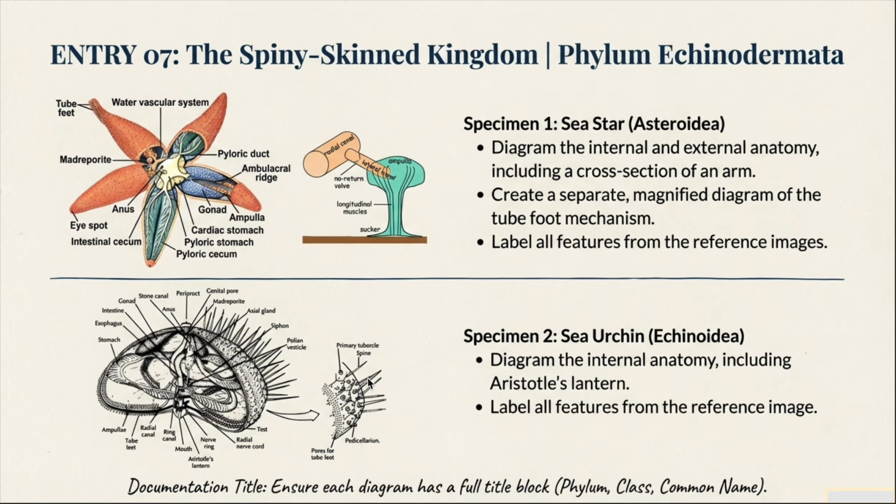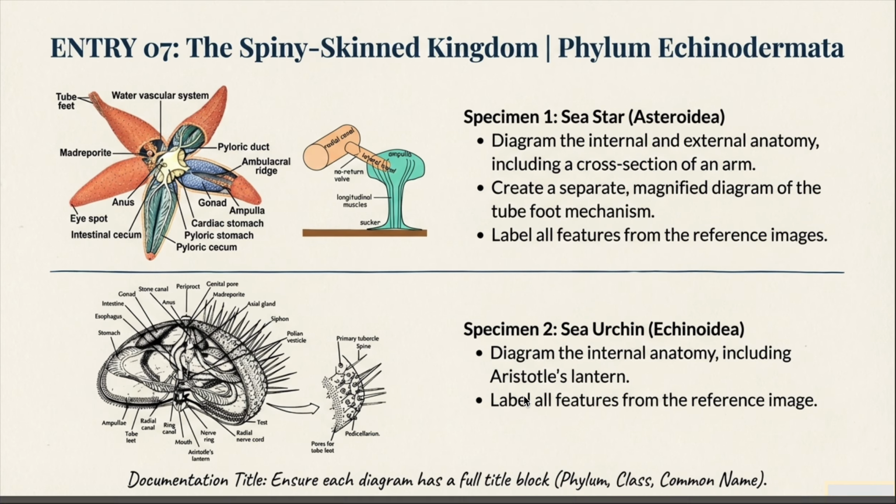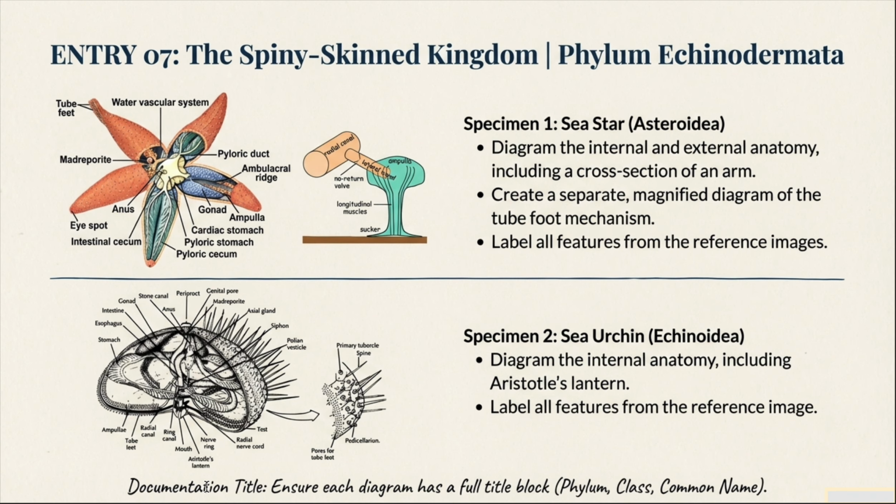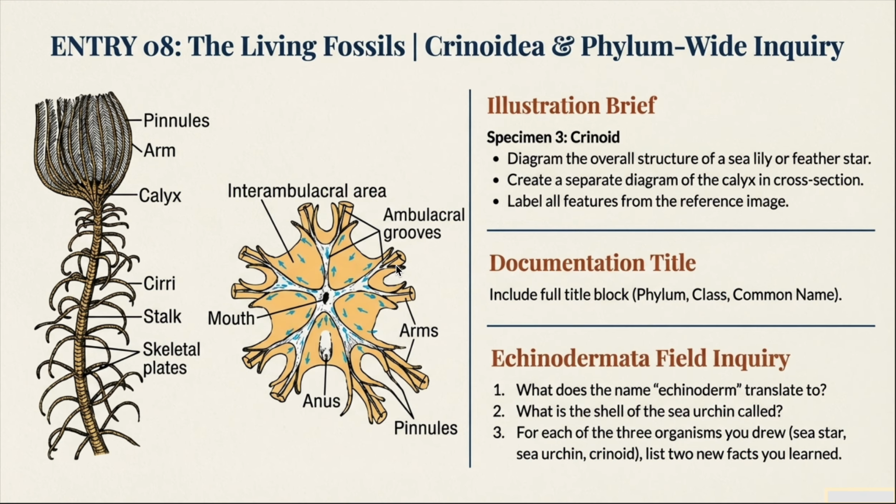Same for entry 7. Again, you'll just follow the instructions for specimen 1, specimen 2, and answer any questions that might be relevant. Your title card below here, document title, ensure each diagram has a full title block with phylum, class, and common name. The top image is sea star, bottom image is sea urchin, as you see here. Same thing here. You got your crinoid. This is your entry 8.